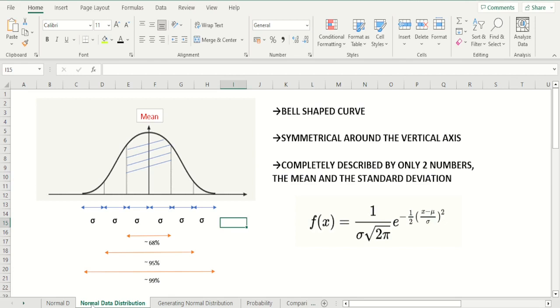So within a normal distribution, what you'll generally find is that it's a bell-shaped curve or a bell-shaped distribution, also known as the Gaussian distribution. It is symmetrical around the vertical axis, as you'll find that the distribution of data is equal on both sides of the vertical axis. It is completely described by two numbers. So any normal distribution that you come across, you can describe it by just the average or the mean, also sometimes known as the expectation of the distribution, and the standard deviation of the distribution.